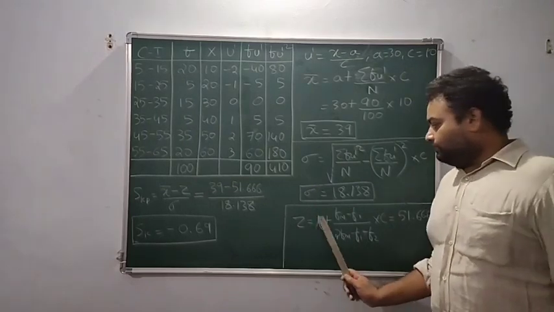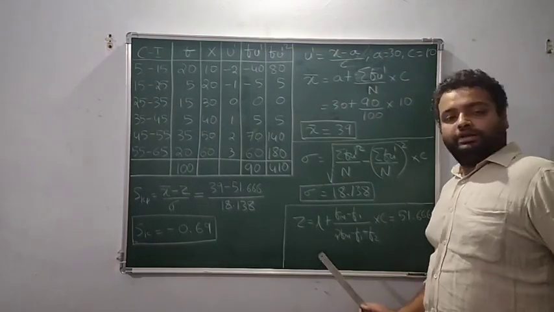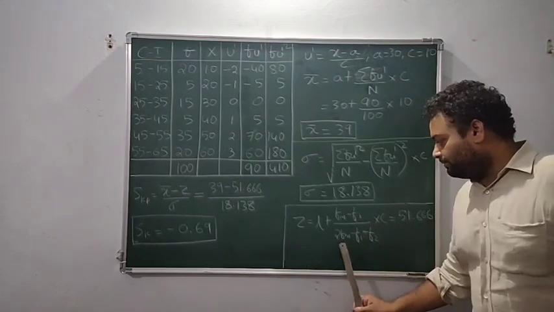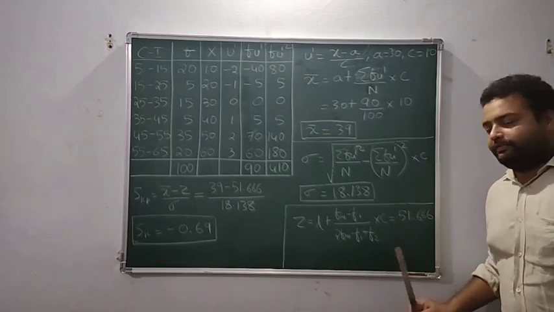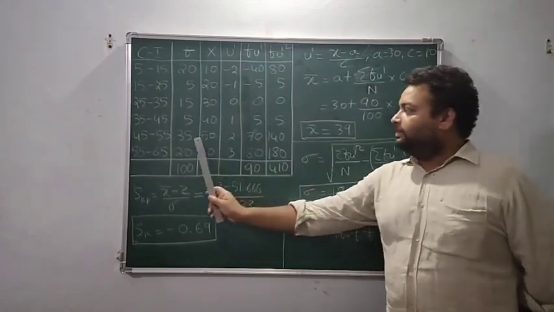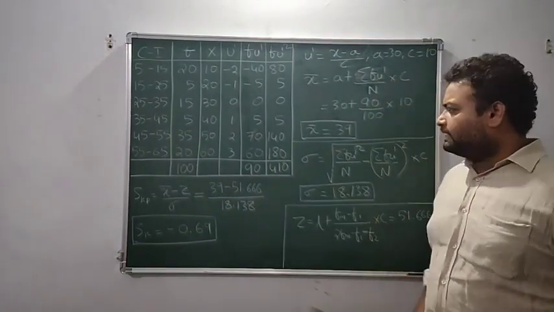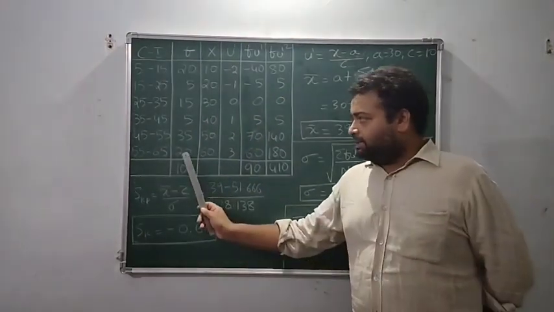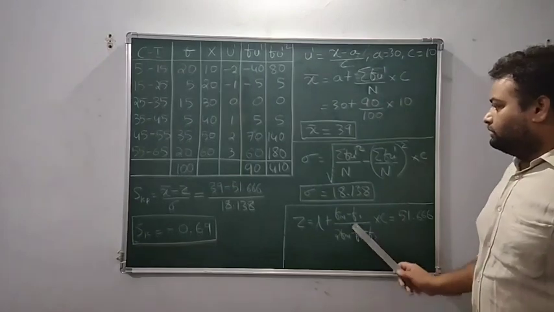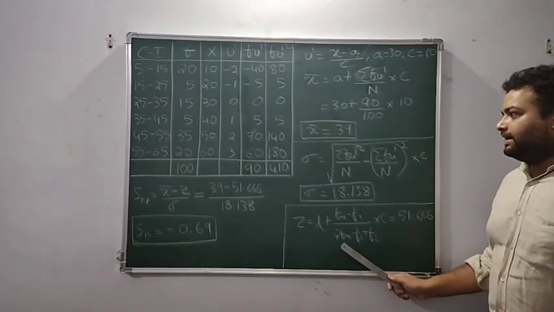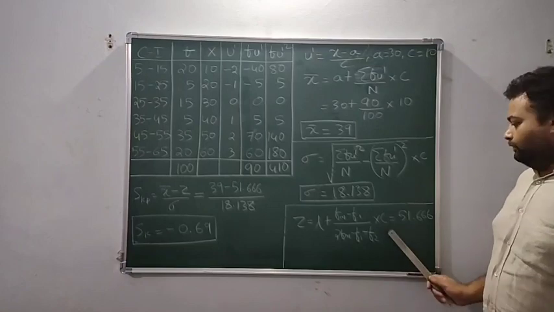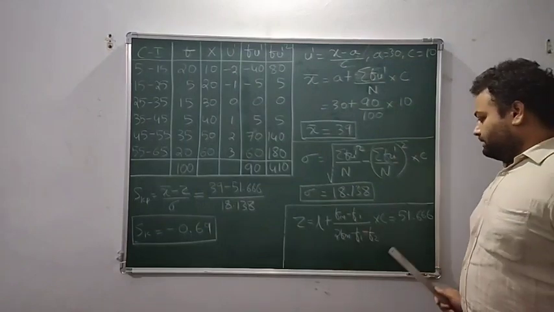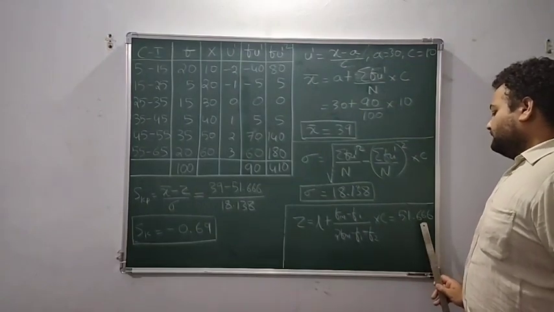Okay. So once we have obtained the modal class, we shall go for the mode value by the formula z is equal to L plus Fm minus F1 divided by 2 into Fm minus F1 minus F2 into C, where Fm is the frequency of the modal class, F1 is the frequency preceding the modal class, that is 5, and F2 is the frequency succeeding the modal class, that is 20. So 35 minus 5 divided by 70 minus 5 minus 20 into C. C is the width of the modal class, that is 10. So substituting here we get the answer 51.666.